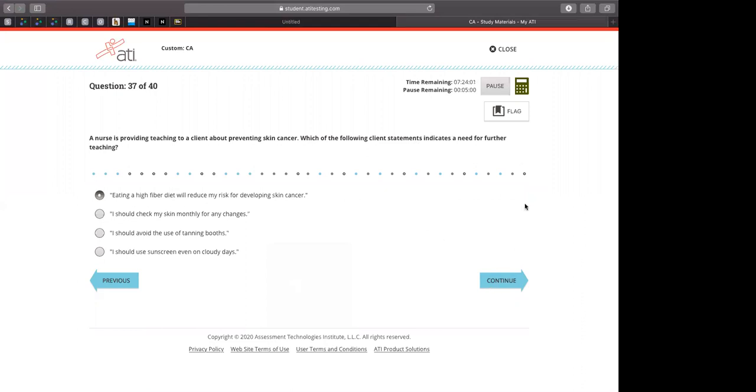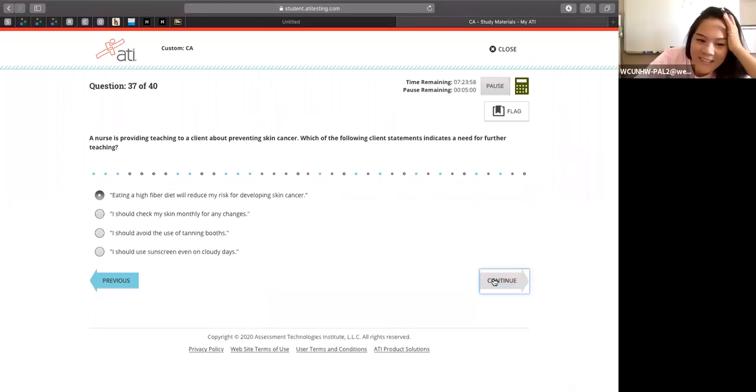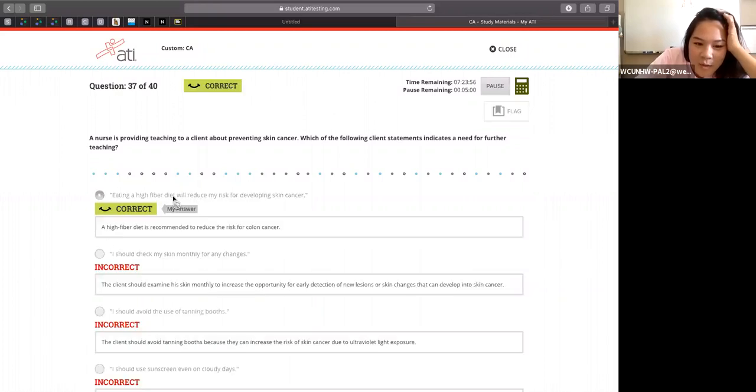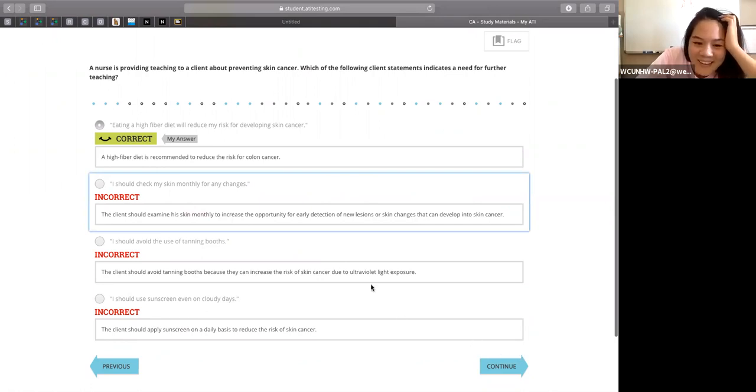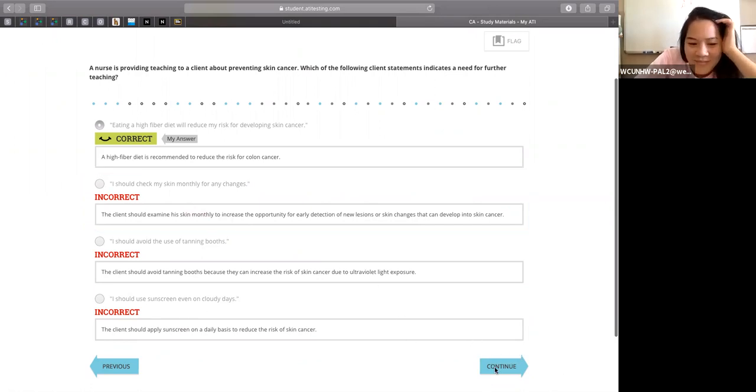That's me. Ugh, I hate that. Yeah, you're right. It's this one. This one is wrong because eating high fiber can help prevent colon cancer, not skin cancer. How often should you check your skin? Monthly. Oh, okay. Not every day.